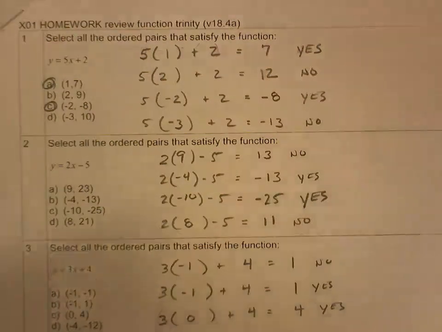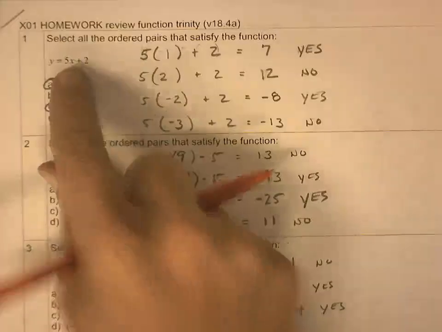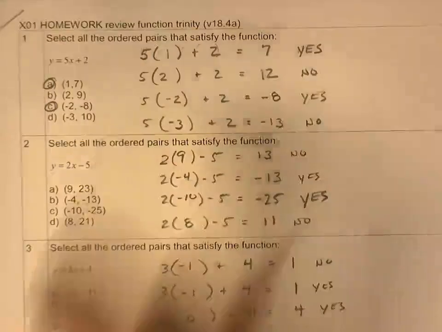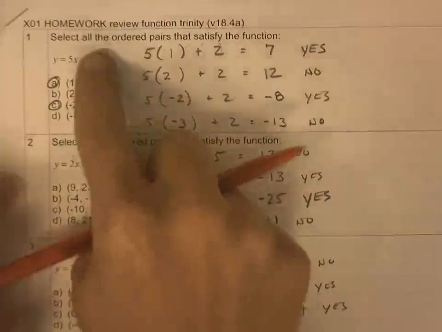Hey, this is Mr. Barr, and this homework assignment goes with the review of the function trinity. The function trinity is being able to match up an equation with a graph, with a table of values, or with points. So here we go.